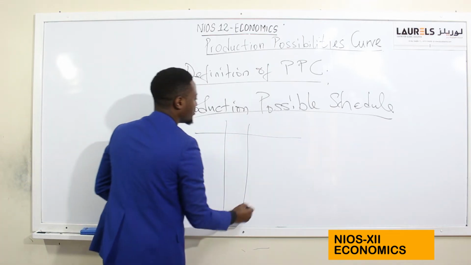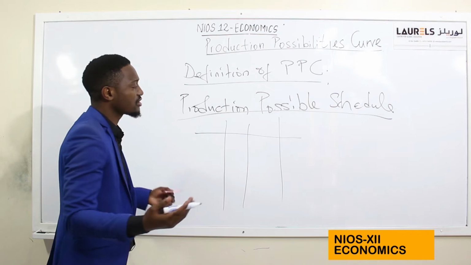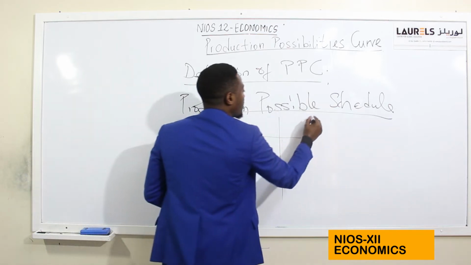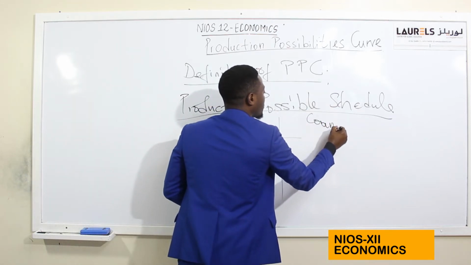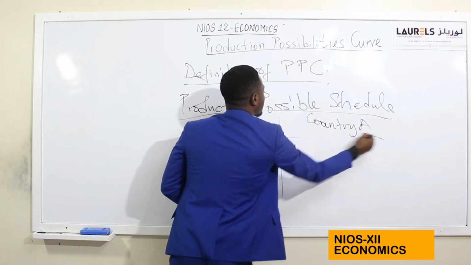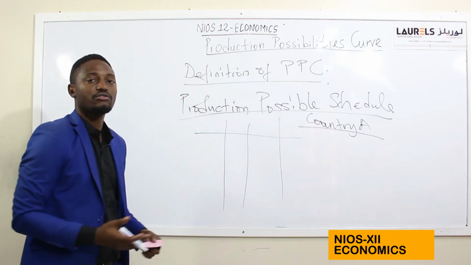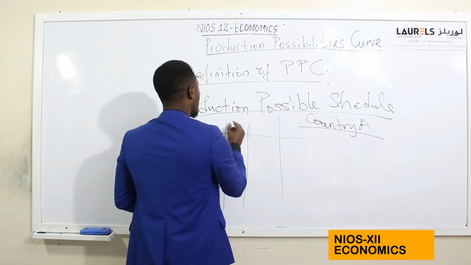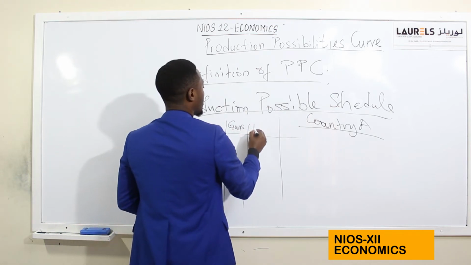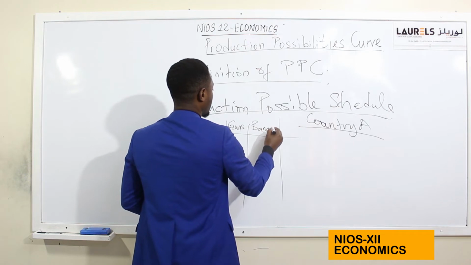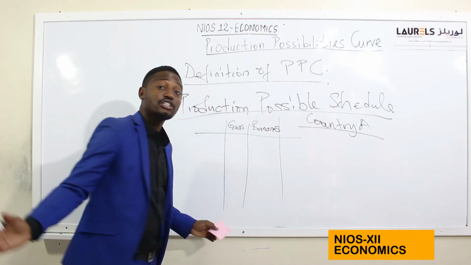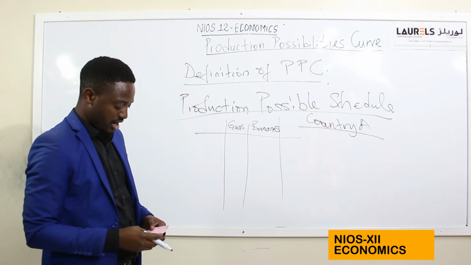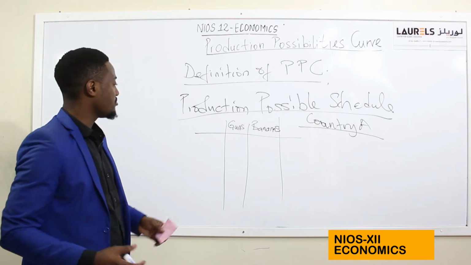So we assume we have a country, we call it country A. This is the production possibility for country A, and country A can only produce two goods: guns and bananas. Those are the two possible goods which country A can produce.